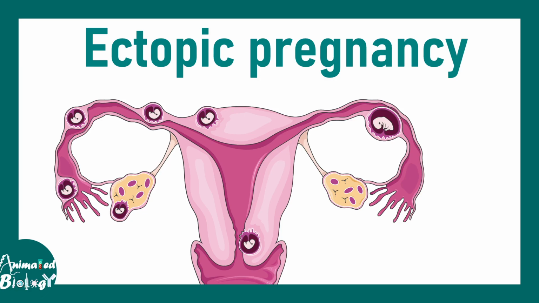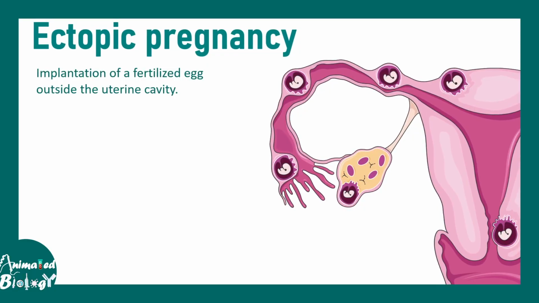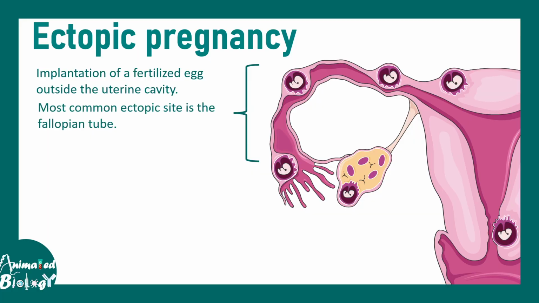In this video, we'll be talking about ectopic pregnancy. Ectopic pregnancy simply means where pregnancy happens in an offbeat location. Generally, the implantation of the fertilized egg or the blastocyst happens in the uterine cavity, in the endometrial lining. But in this case, the implantation happens somewhere else.